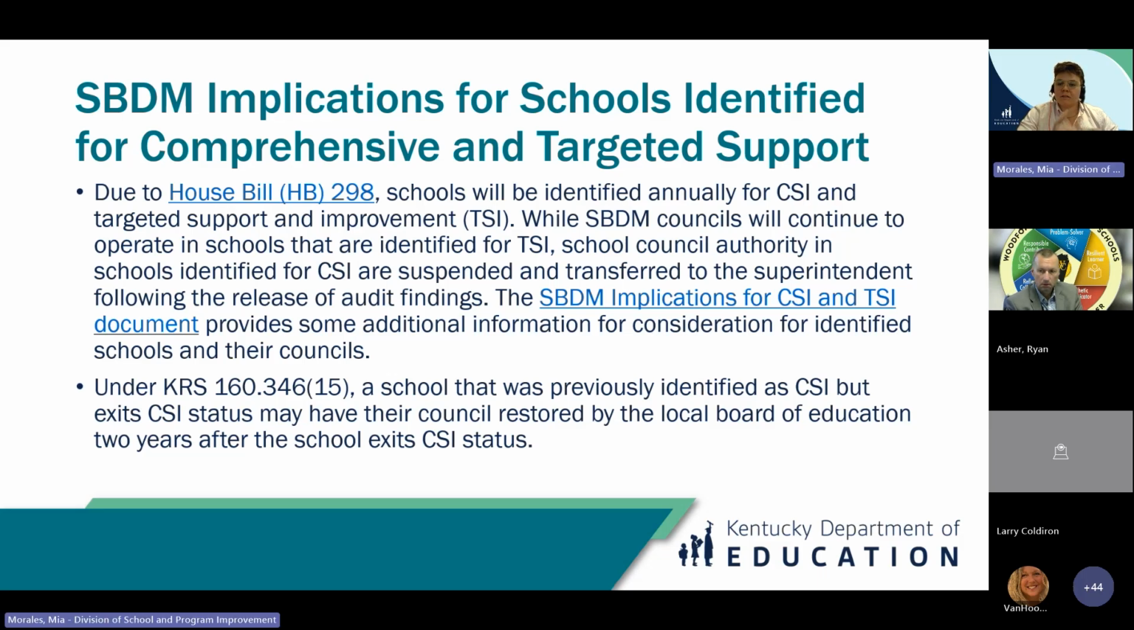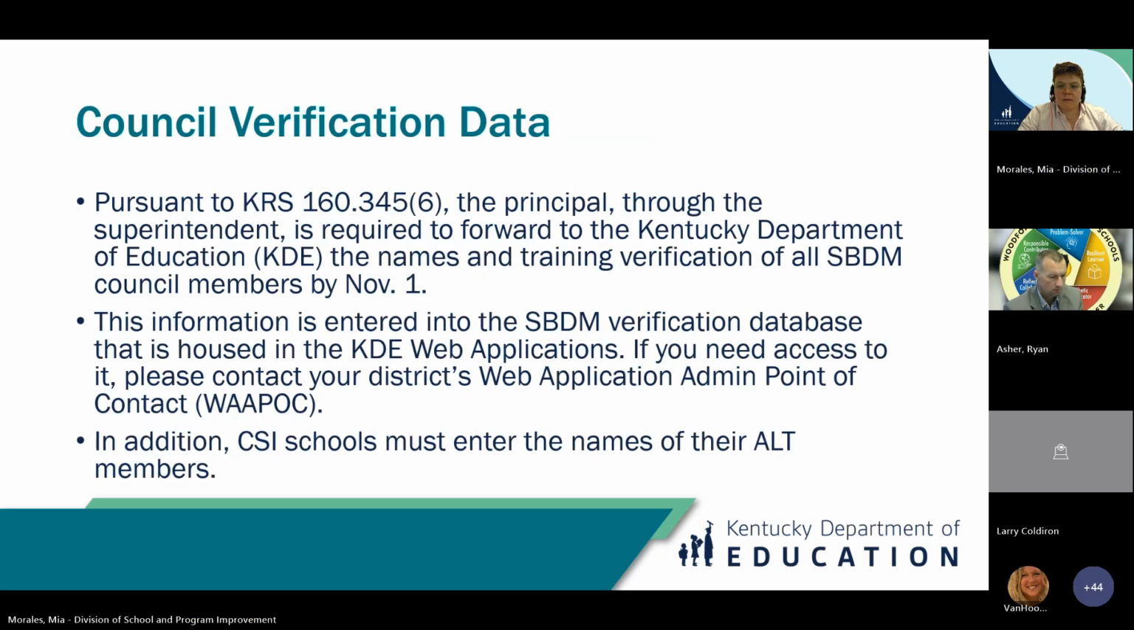So, as a reminder, schools that have been identified for CSI will have their SBDM authority transferred to the superintendent. This authority will remain there for at least 2 years after the school exits CSI status. And at that point, the local Board of Education can vote to restore SBDM authority to those schools. If your school has been identified as TSI, then it will retain its SBDM authority.